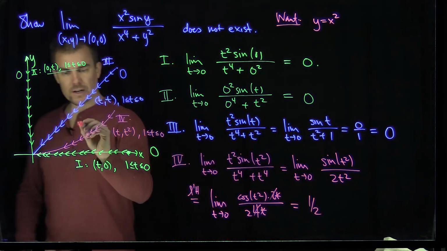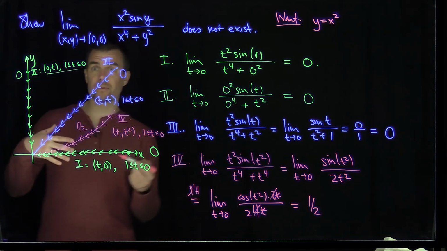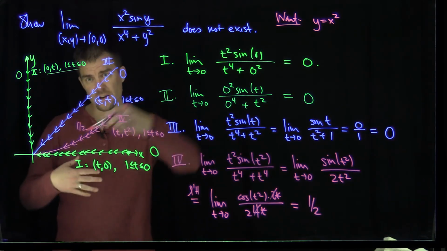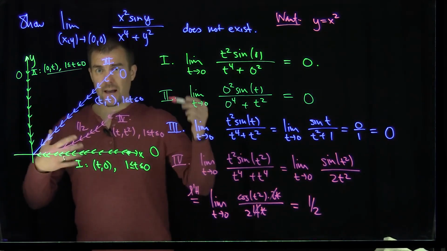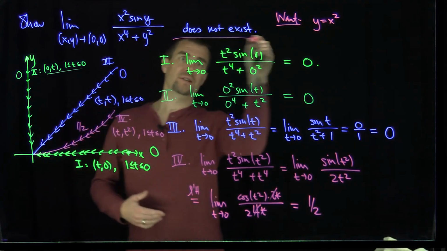Aha, so we found a trajectory where the limit was not equal to 0, where it's 1/2. So I have two different trajectories where the limit on one trajectory is 0, namely the straight line, and along the parabola the trajectory gives me a limit of 1/2. Therefore, I have two distinct limits, so the limit does not exist.